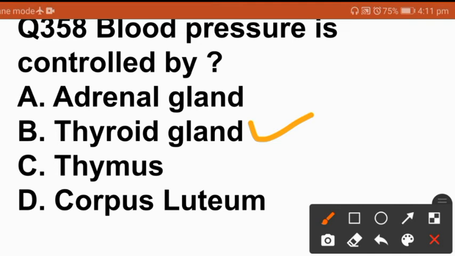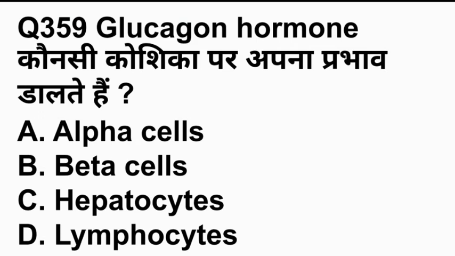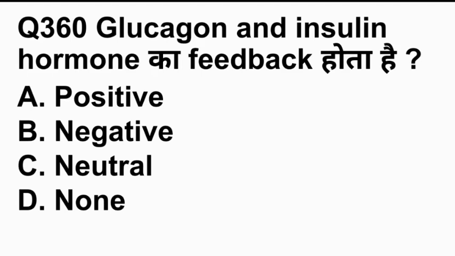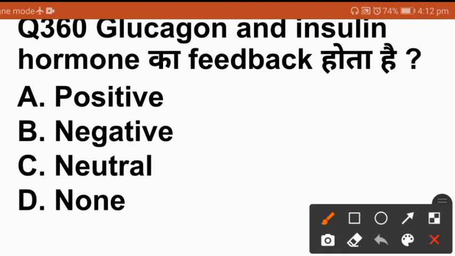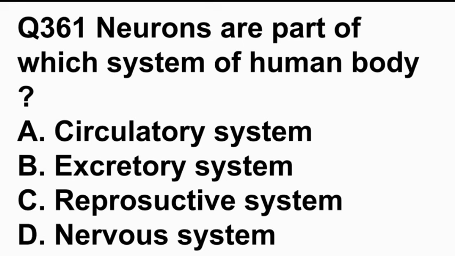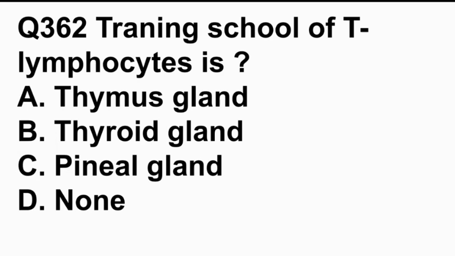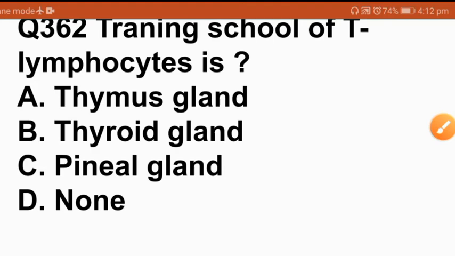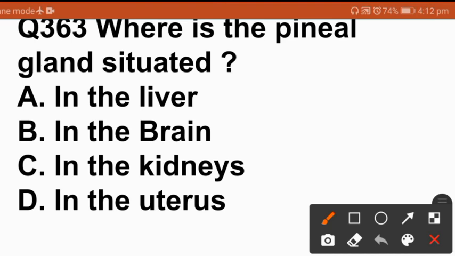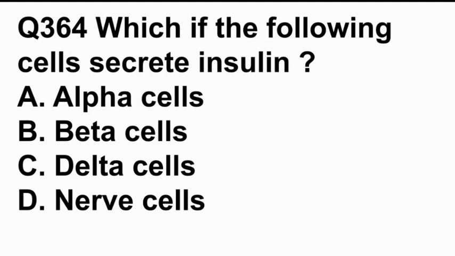Thyroid gland. Glucagon hormone कौन सी कोशिका पर अपना प्रभाव डालते हैं? C. Hepatocytes. Glucagon and insulin hormone का feedback होता है. B. Negative. Neurons are part of which system of human body? D. Nervous system. Training school of T lymphocytes is A. Thymus gland. Where is the pineal gland situated? B. In the brain.